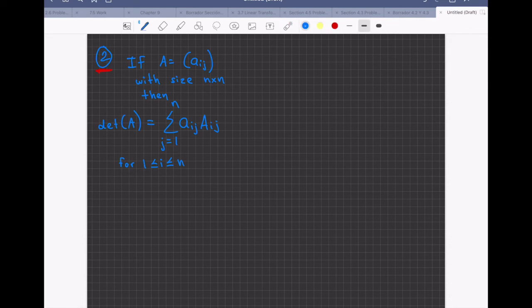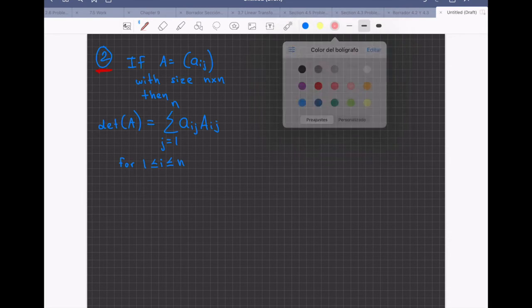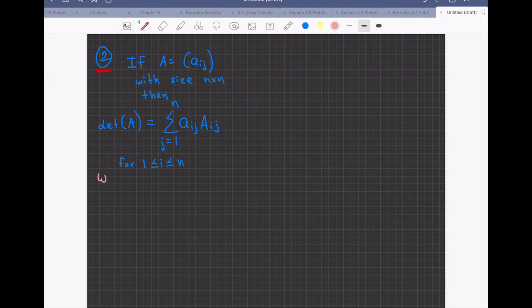If you do it in any row, the answer is going to be exactly the same. In other words, we can expand by cofactors in any row to compute the determinant.